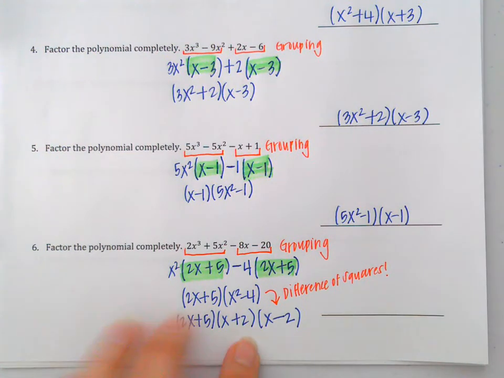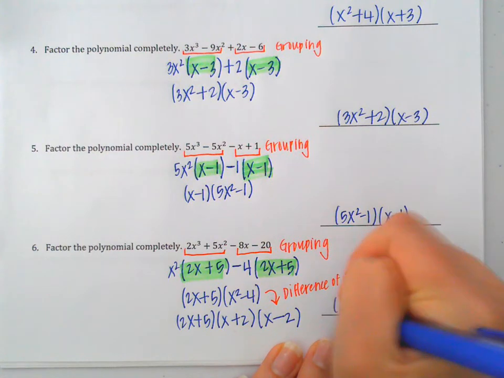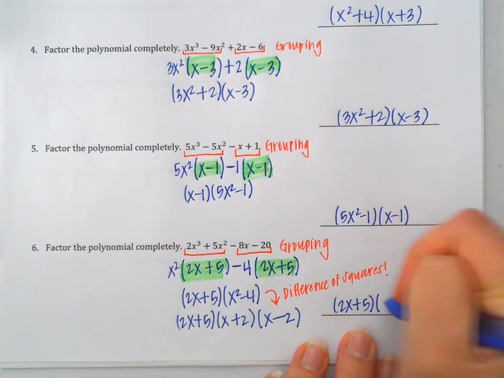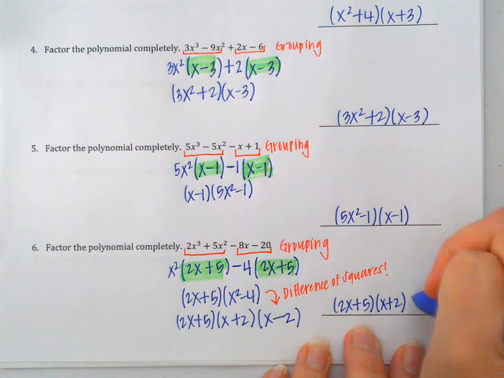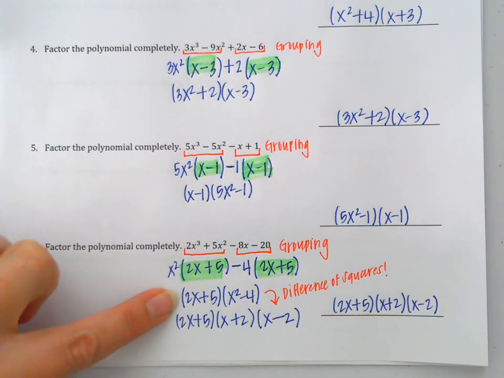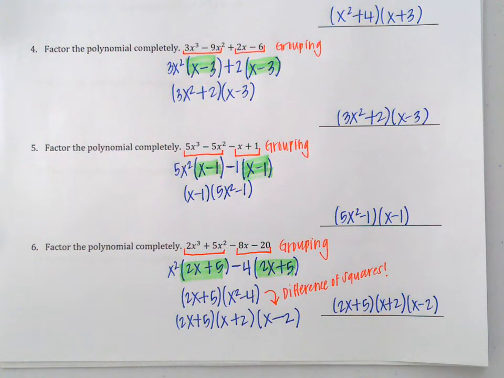So my final answer that's fully factored is 2x plus 5 times x plus 2 times x minus 2. This is factored, but this is fully factored. So you have to be careful and make sure you're always checking, is this as factored as it can be? And if not, what can I do more?